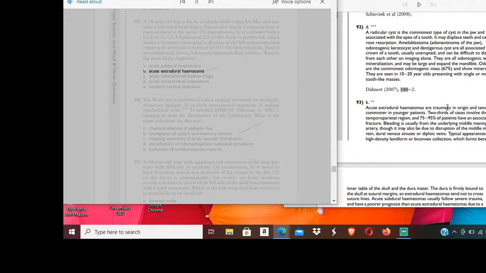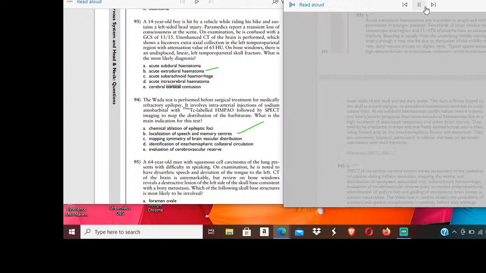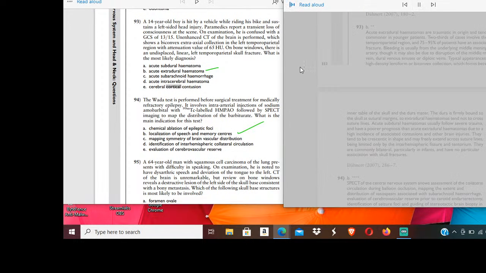A. Acute subdural hematoma. B. Acute extradural hematoma. C. Acute subarachnoid hemorrhage. D. Acute intracerebral hematoma. E. Cerebral cortex. Dehnert, 2007, 182.